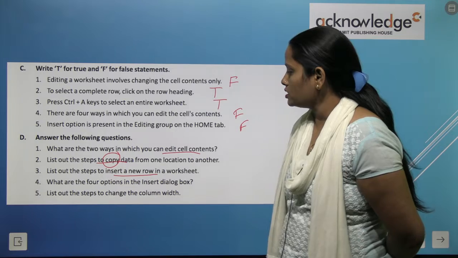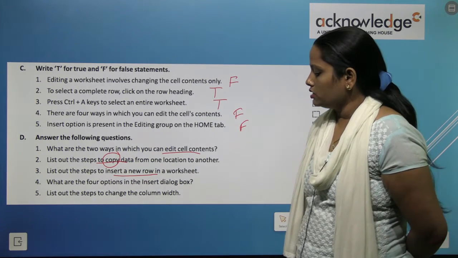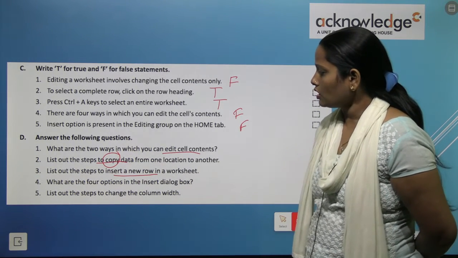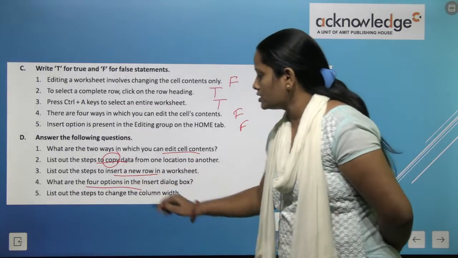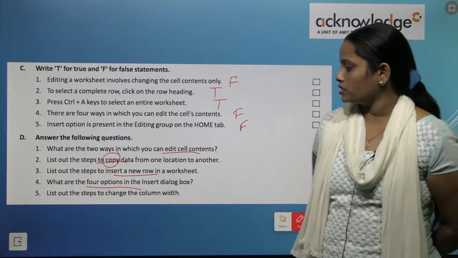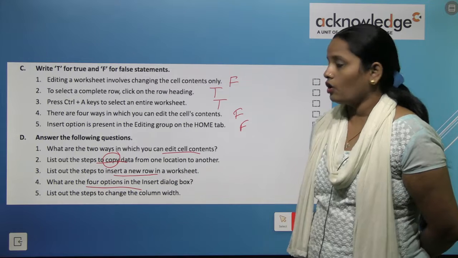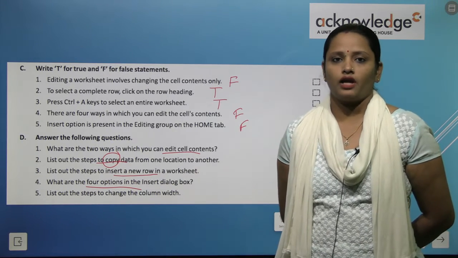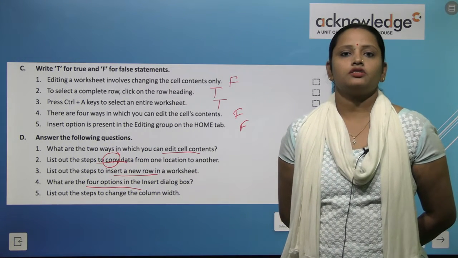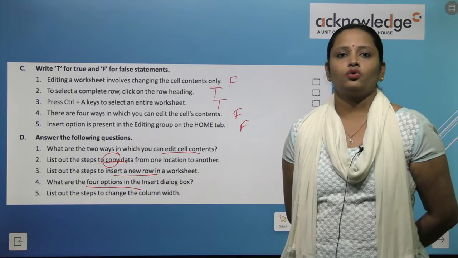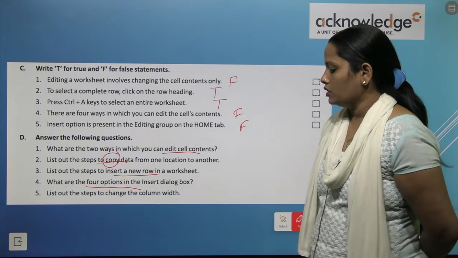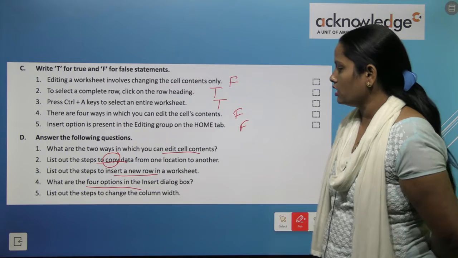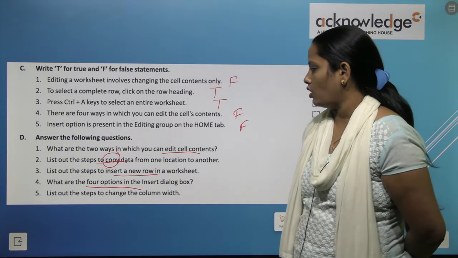What are the 4 options in the insert dialog box? So the four options in the insert dialog box are shift cell right, shift cell down, entire row and entire column. So these are the options given in the insert dialog box.